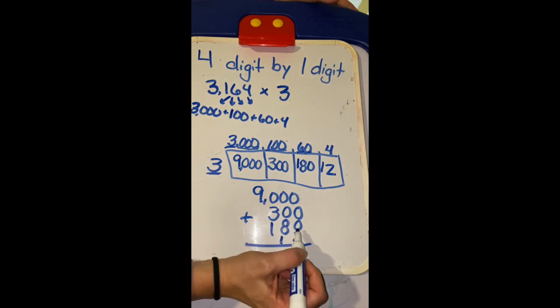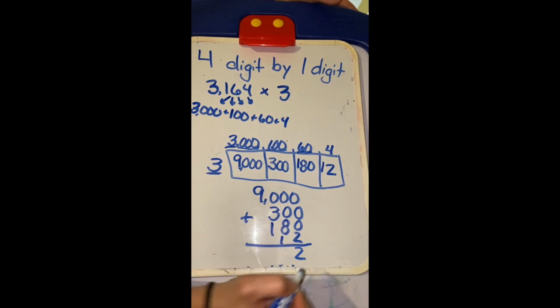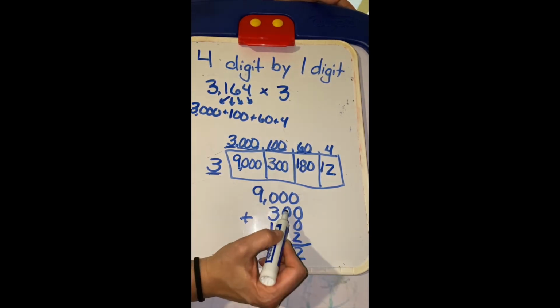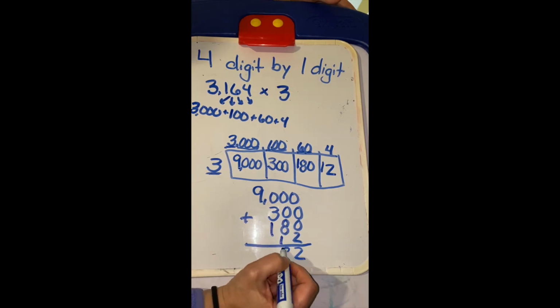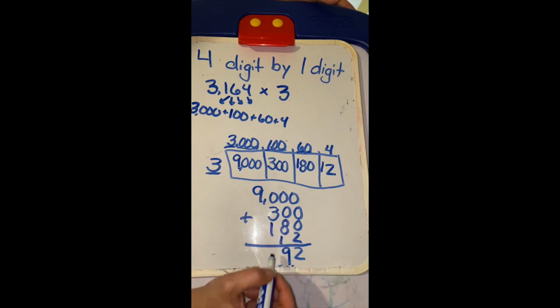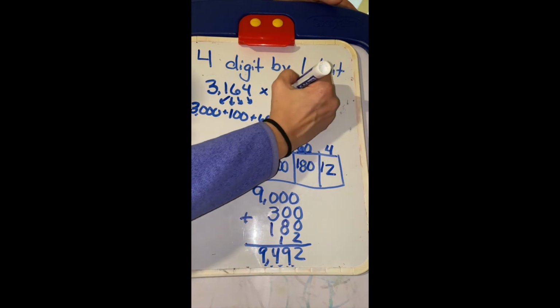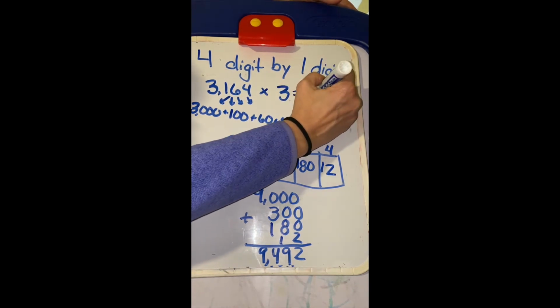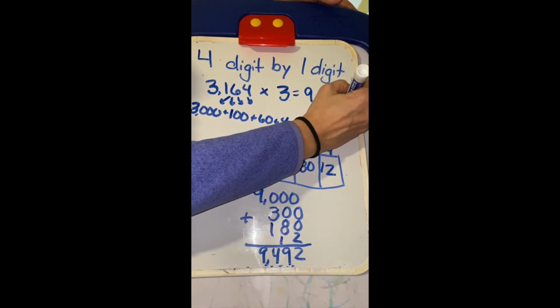0 plus 0 plus 0 plus 2 is 2. 0 plus 0 plus 8 plus 1, that is 9. 0 plus 3 plus 1, that is 4. And then my 9 is by itself. So my final product is 9,492.